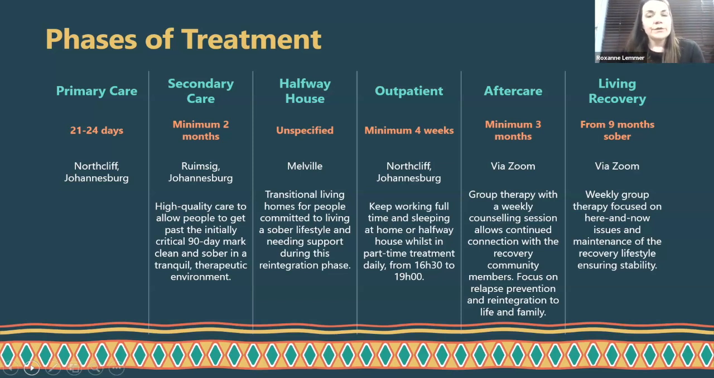Often then people would go to halfway house. In some instances, people will jump from primary care to halfway house as well, again, dependent from person to person. The stay there is unspecified. So that can be anything from 1 month to even exceeding a year. So that's just a transitional living home for people committed to living a sober lifestyle and needing support during the phase where they reintegrate.